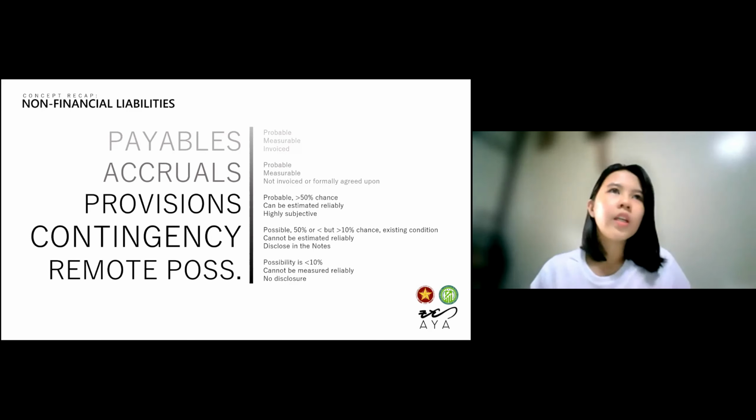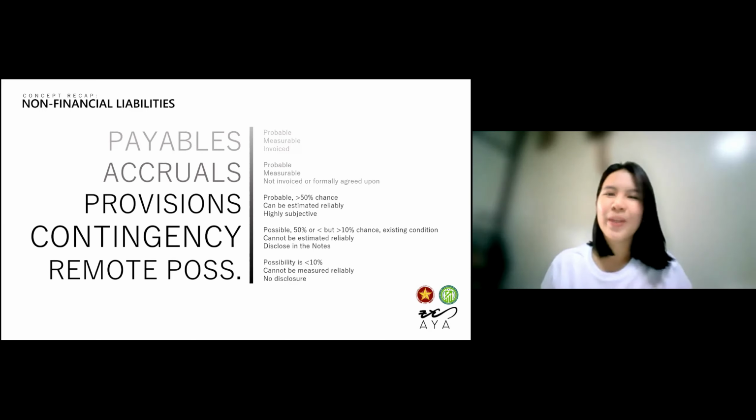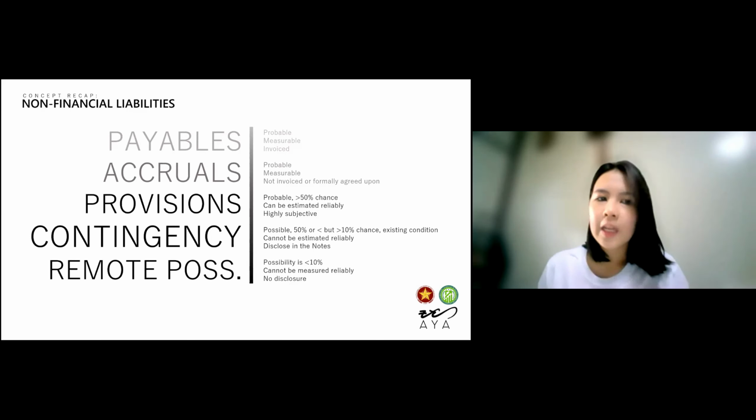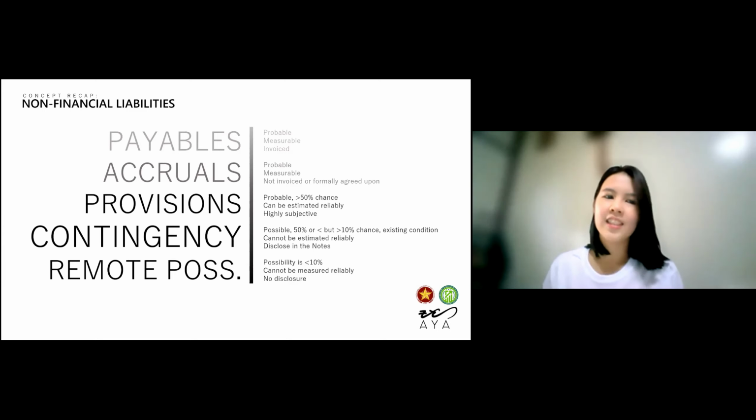They are just possible, 50% or less chances of happening or winning, but more than 10% chance. The thing is, it cannot be estimated reliably. So, dinidisclose lang natin yung possibility na mangyari si contingency sa notes. If it is 10% or below, of course, it is a remote possibility. So, in that case, hindi natin siya dinidisclose or nire-recognize, since hindi naman siya possible of happening.